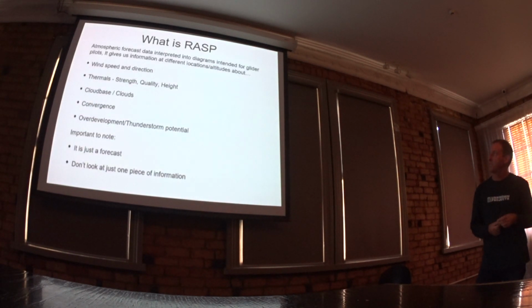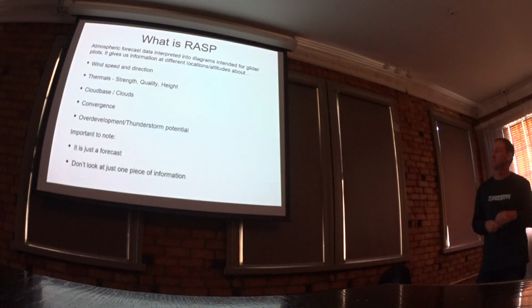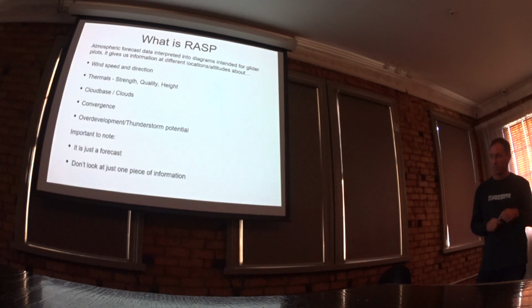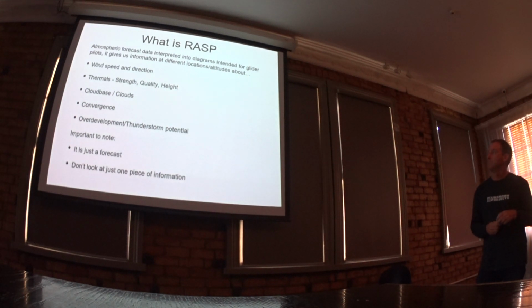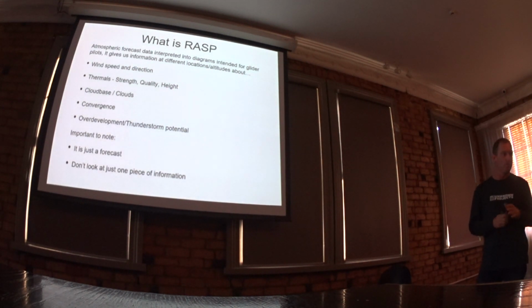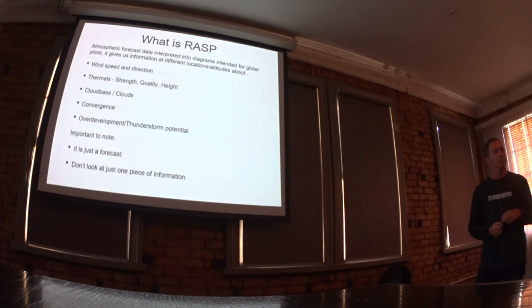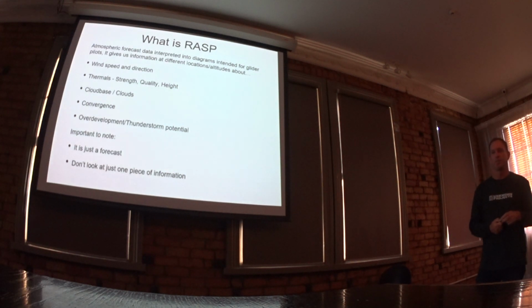So RASP is atmospheric forecast data interpreted into diagrams, intended for us. And it gives us, among other things, info about wind speed, direction, thermal strength, quality, height, cloud base, clouds, convergence, overdevelopment, thunderstorm potential. But just remember, it is just a forecast, and you need to get a picture of all the different pages and other weather forecasts as well to get a complete picture. I probably look at about 4 or 5 pages on the RASP usually, unless it's really crap, then I only need to look at one.